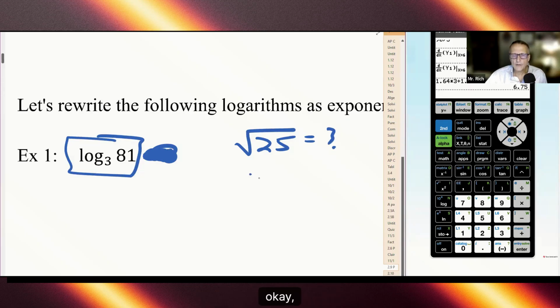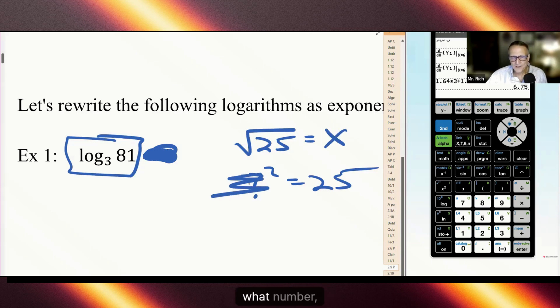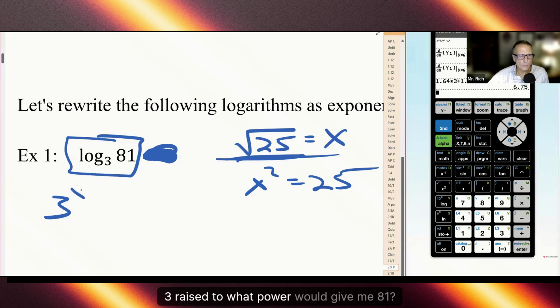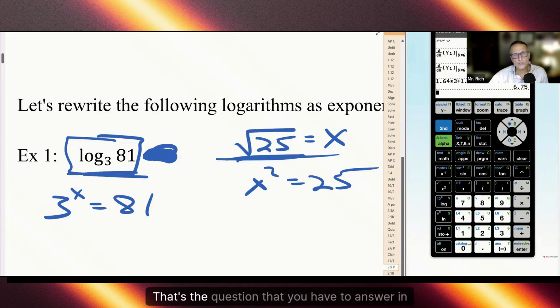I'm asking what is this question mark? So you have to think, okay, if I raised it to the 2nd power, what would give me 25? It's like a variable. What number when I raise to the 2nd power is 25? That's what this is asking you. Well, that's sort of what log base 3 of 81 is asking you: 3 raised to what power would give me 81? That's the question you have to answer in order to know what log base 3 of 81 is. And hopefully you can just know that it's 4. This thing is the number 4.